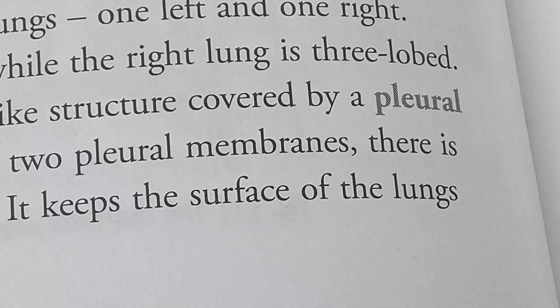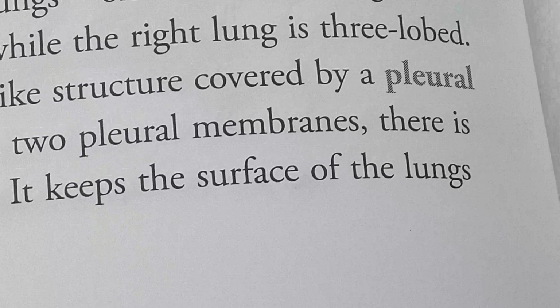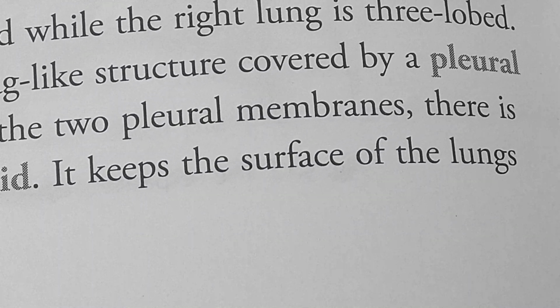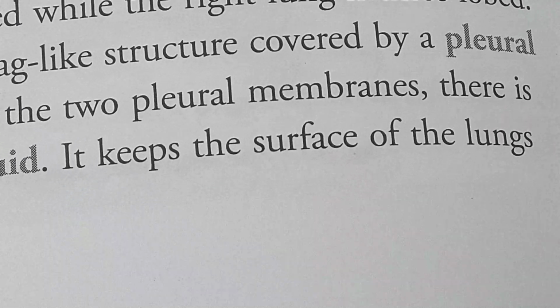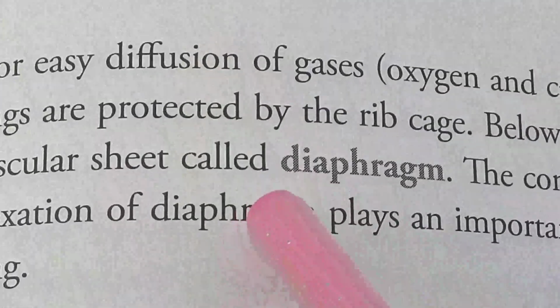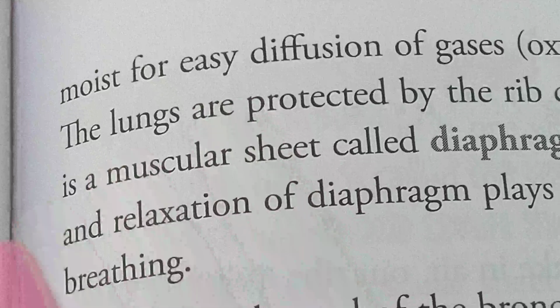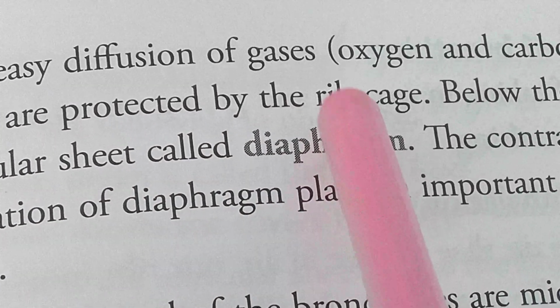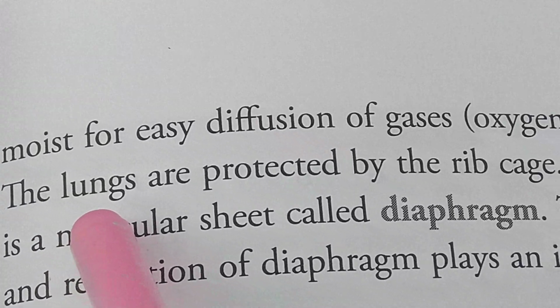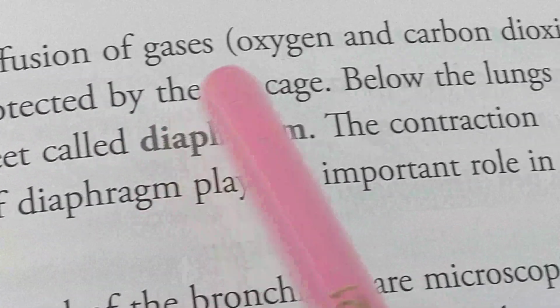It keeps the surface of the lungs moist. ये फ्लूइड का काम क्या है? This pleural fluid maintains the moisture of the outer surface of the lungs for easy diffusion of gases. The lungs are protected by the rib cage. So normally हम लोग का lungs जो है rib cage के अंदर सुरक्षित रहता है.